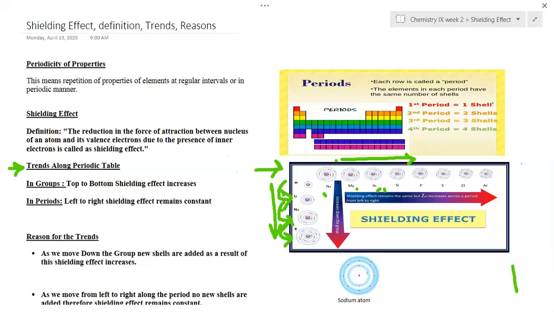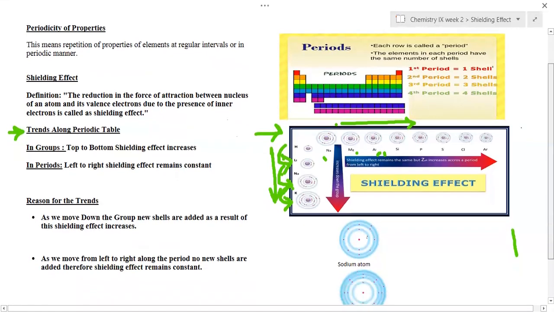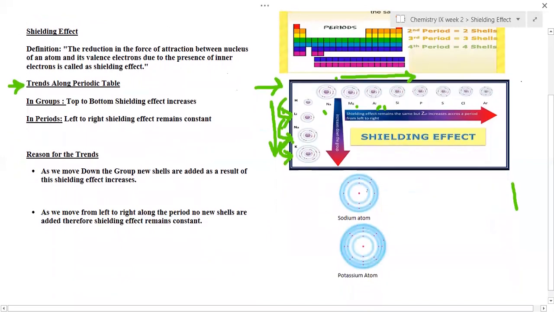As a result, we conclude that the shielding effect remains constant along the period. The reason behind this, as I just mentioned, is that there is no addition of new shells. Let me explain this with the help of a simple example.